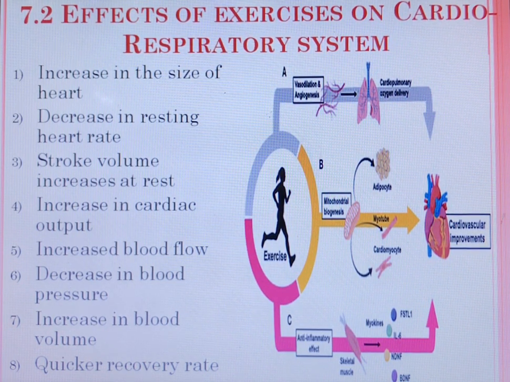And the second point is decrease in resting heart rate. When we perform regular exercise, the resting heart rate can be decreased. If a person is working on a continuous 10-week training program, and his normal heartbeat is 72 beats per minute, when he completes his 10-week training program, his resting heart rate can be reduced by up to 10 beats per minute, so that it can become 62 beats per minute. He can reduce his resting heart rate from 72 to 62 in 10 weeks.